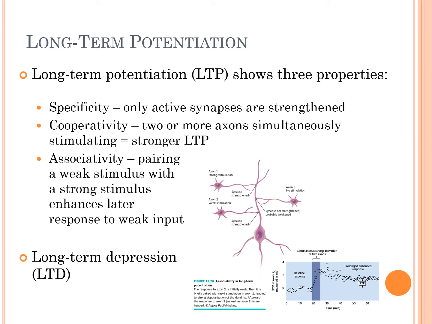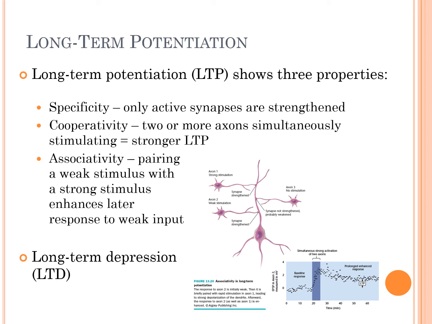So long-term potentiation shows three basic properties that make it an excellent candidate for how cellular change can help us to learn and remember. The first of these is specificity. Only the active synapses are strengthened. In fact, those synapses that are not being used will undergo long-term depression. That synapse is going to be weakened, and we might even prune it altogether in our synaptic pruning to make this a more efficient system.